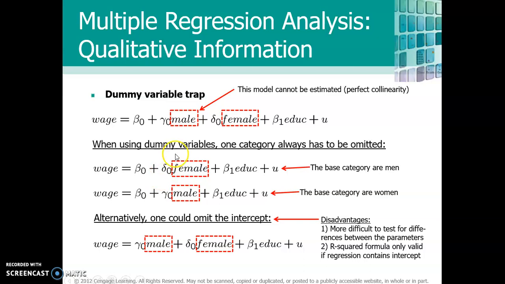Alternatively, if you would like to include both male and female categories, then you have to omit the intercept. But we know that interceptless models are problematic, in the sense that you cannot use the R-square formula because it's invalid if the regression does not contain an intercept. Secondly, it becomes more difficult to test for the differences between the parameters, meaning that you cannot test the difference between gamma 0 and rho 0, these being the coefficient for males and the coefficient for females.